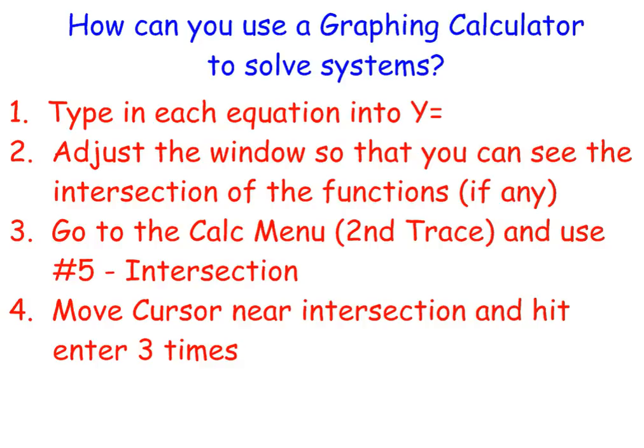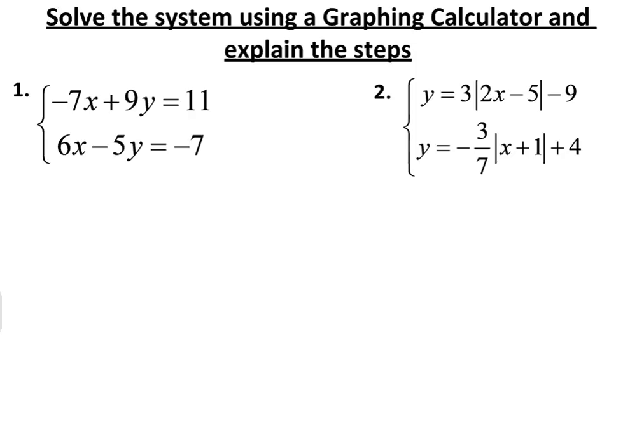So I'm going to pull up a graphing calculator to kind of help you. What we're going to do is go to the y equals menu quite a bit. We're going to possibly have to adjust our window. We're going to use our calc menu, which is in our second trace, and use the intersection key. So the directions are here for you, so you have them, but we're going to kind of go through these two, and I'll show you how to type them into your calculator.